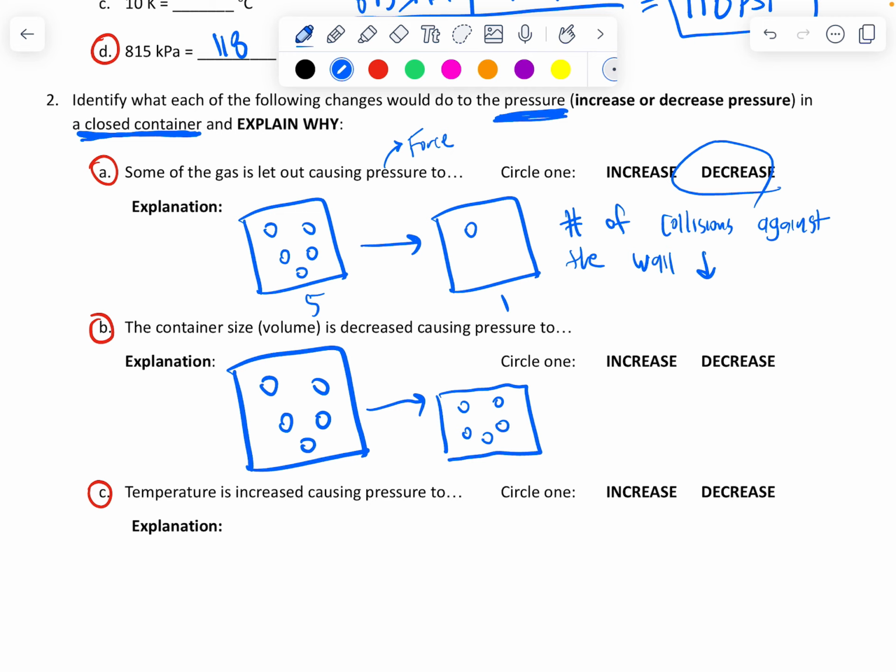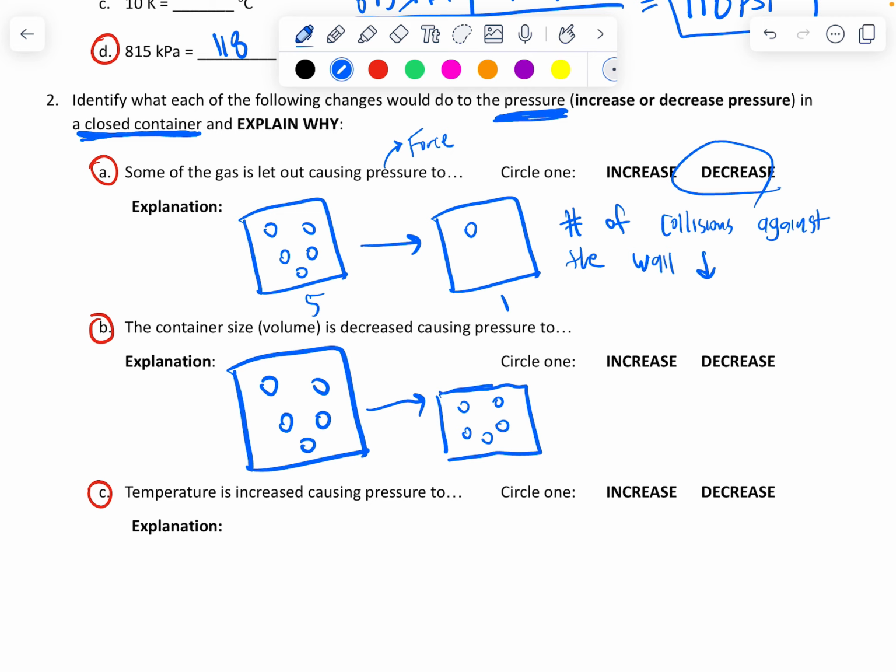Well, let's try to get the story straight here. On the left side, I have a really big volume of a container, which means these gas particles, they are going to hit the walls, obviously. But just imagine being in a really, really big container. It's going to take some time for the gases to find the walls. You know what I mean?